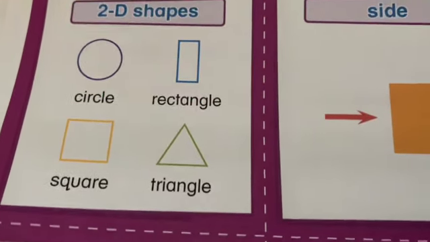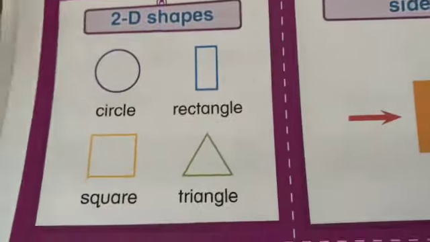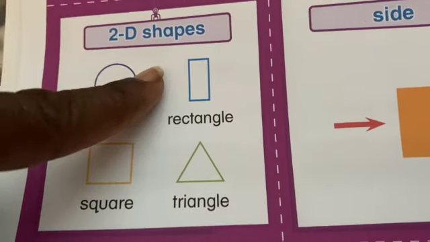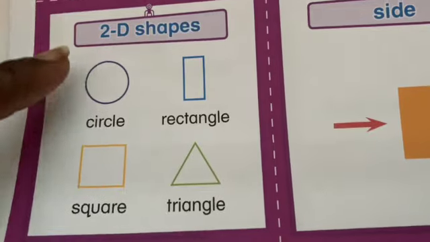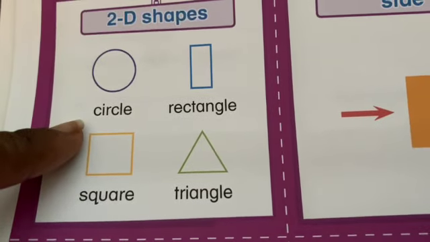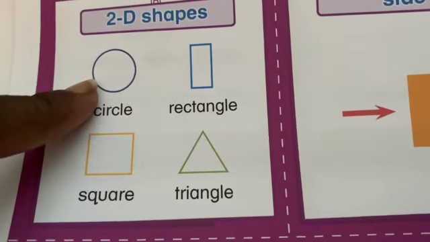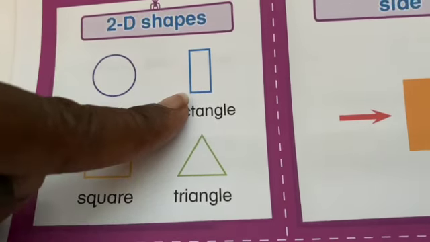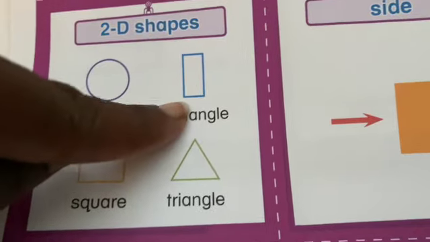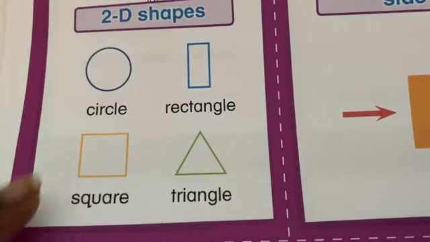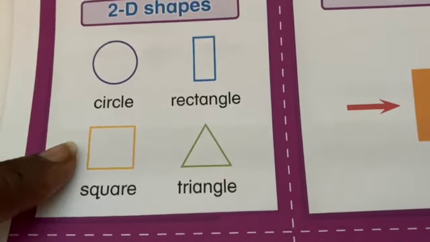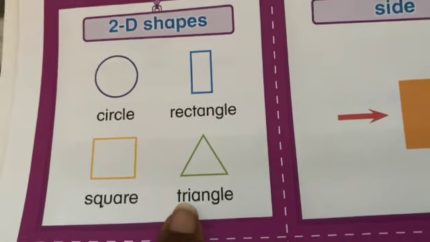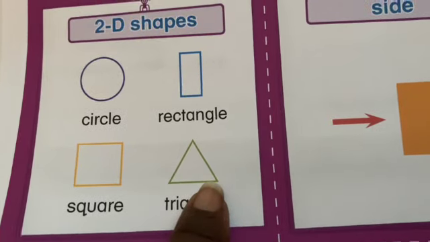Okay, let's talk about shapes. So for a 2D shape or two-dimensional shape, so 2D shapes. So circle is a round, rectangle is longer than a square. So a square, this is a square. The square has 4 equal sides. Triangle, it has 3 sides.